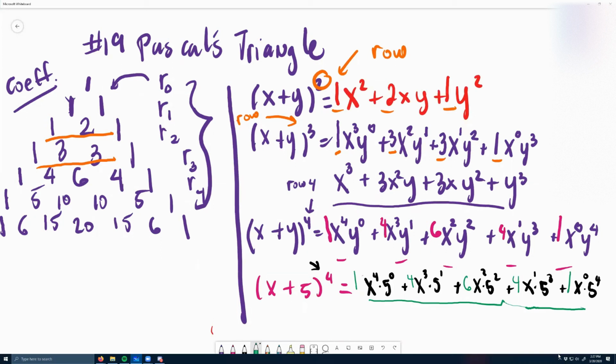So anyway, I want to clean this up. 1 times x to the 4th times 5 to the 0 is just equal to x to the 4th power, because 5 to the 0 is just 1. Plus, here we have 4 times x to the 3rd times 5 to the 1st. This equals 20x to the 3rd.